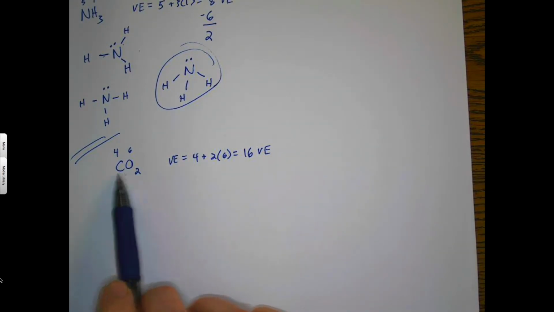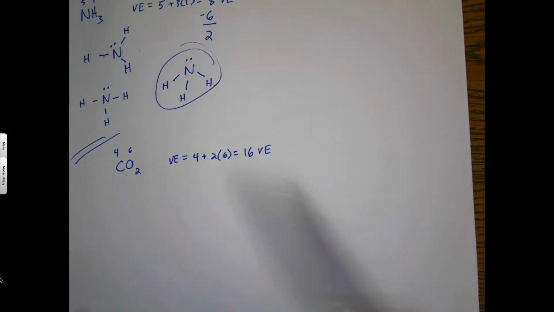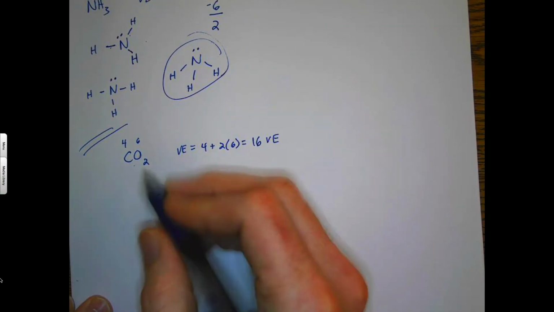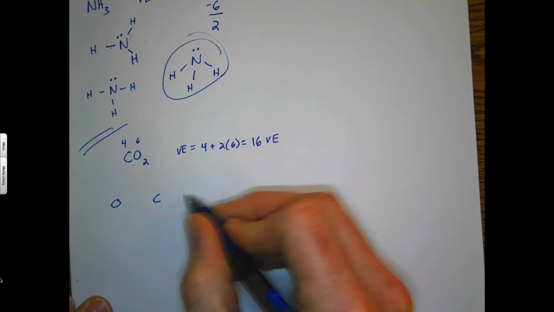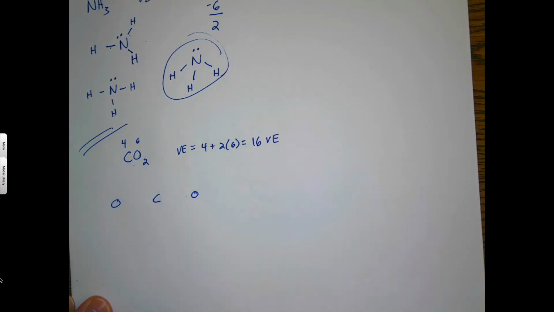Now, if it's not hydrogen, that's typically going to be the one on the left. Carbon is always in the middle, actually. So oxygen is on the outside, and so we'll place them out like that.